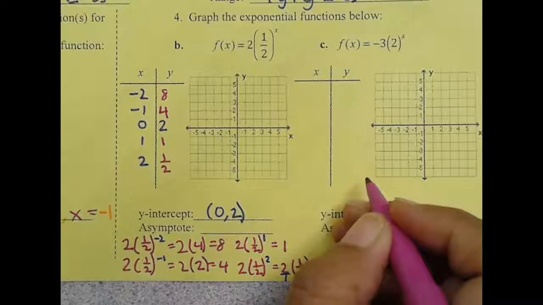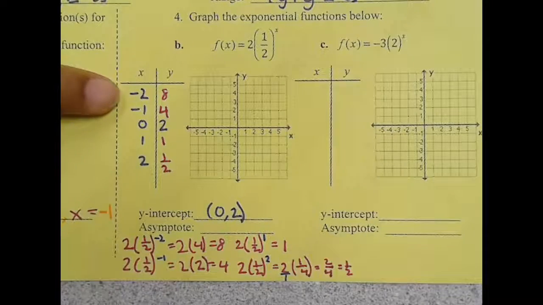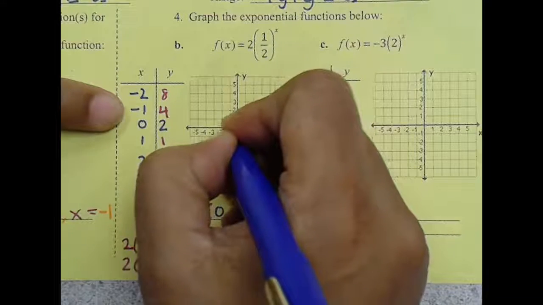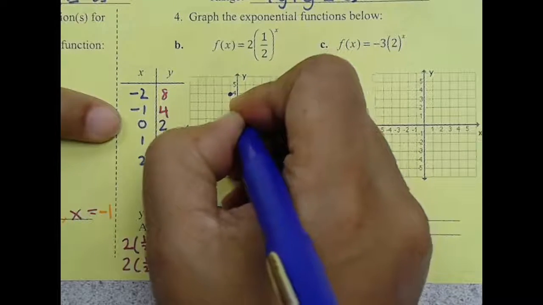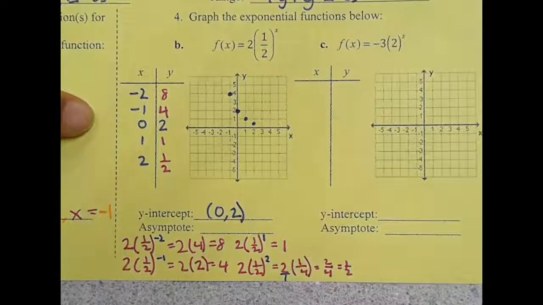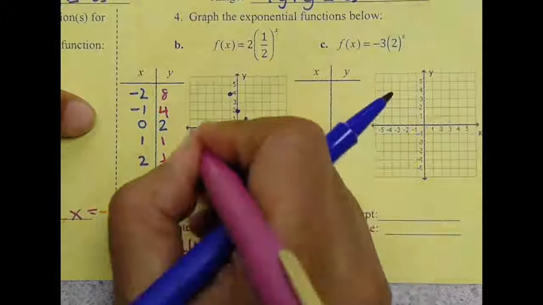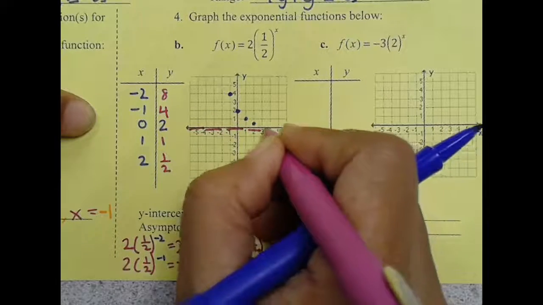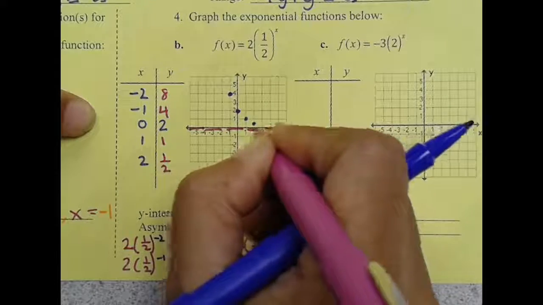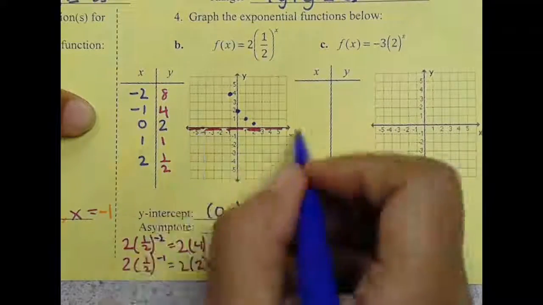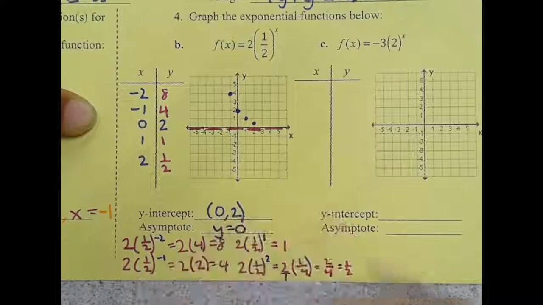Now all we have to do is plot those. So I'm going to go ahead and start plotting these. We go -2, +8, it's off my graph, -1, +4, 0, 2, 1, 1, and then 2, 1/2. So we are going to make sure we don't touch this x-axis because that is where the asymptote is. The graph gets closer and closer to this line. And by the way, the equation of that line is y equals 0.